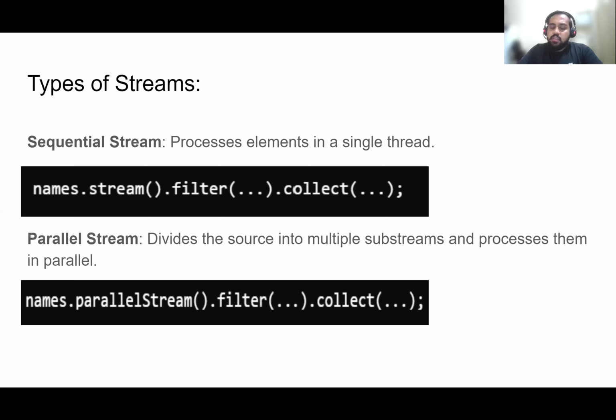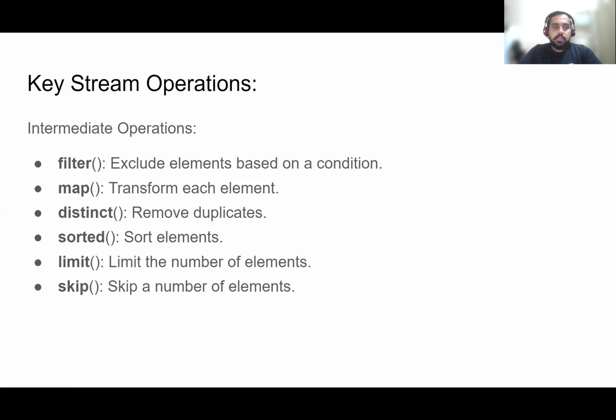Instead of stream, we can call parallel stream dot filter and dot collect. We can use the same intermediate operators and terminate functions. Let's see what intermediate operations are available in streams.